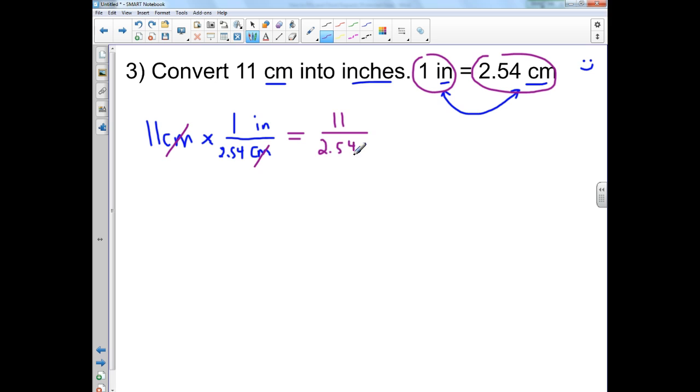So the answer is 11 over 2.54, whatever that is. You can work out on your calculator if you so desire. That many inches.